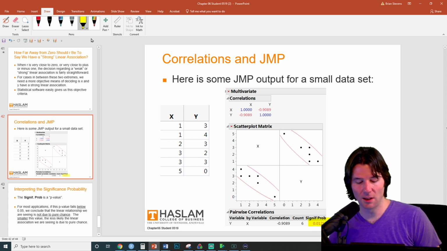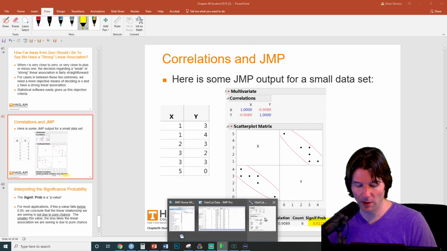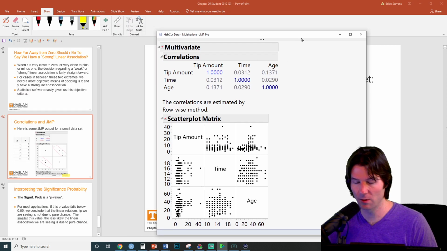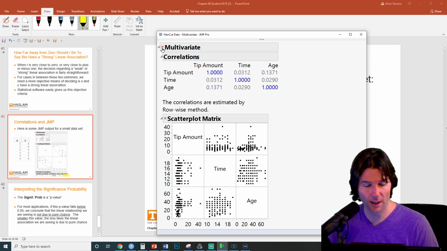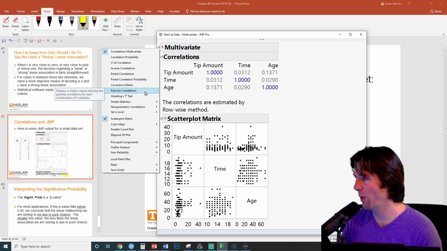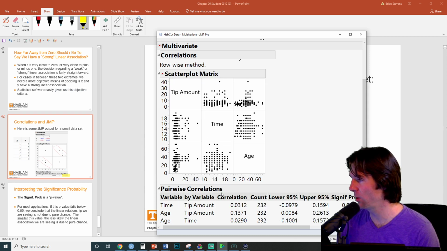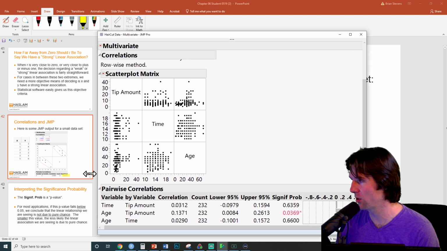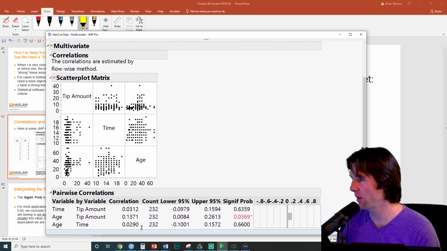And this is done inside of JMP. To do this, you go to the platform we went to, and then you go to pairwise correlations. Where is it? Pairwise. There it is. Pairwise correlations. So you go to pairwise correlations, and then it does give you the p-values for all of these correlations right here. So here's the p-values right here.